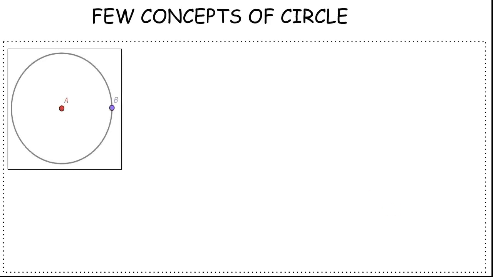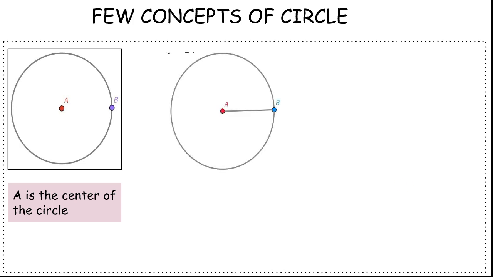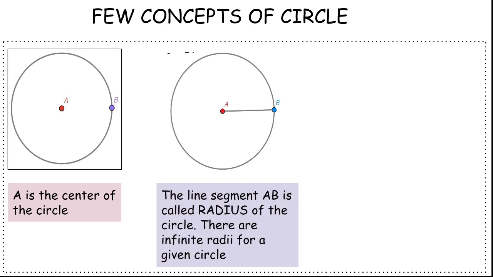And here in the first figure, A is called the center of the circle and B is any point on the circle. So if we join the center with any point on the circle, then AB is called the radius of the circle. There are infinite radii for a given circle.